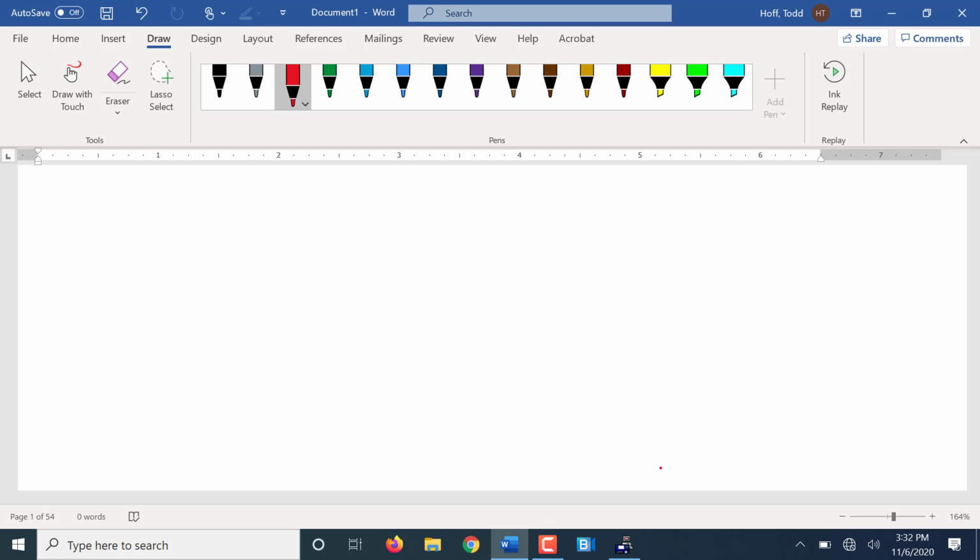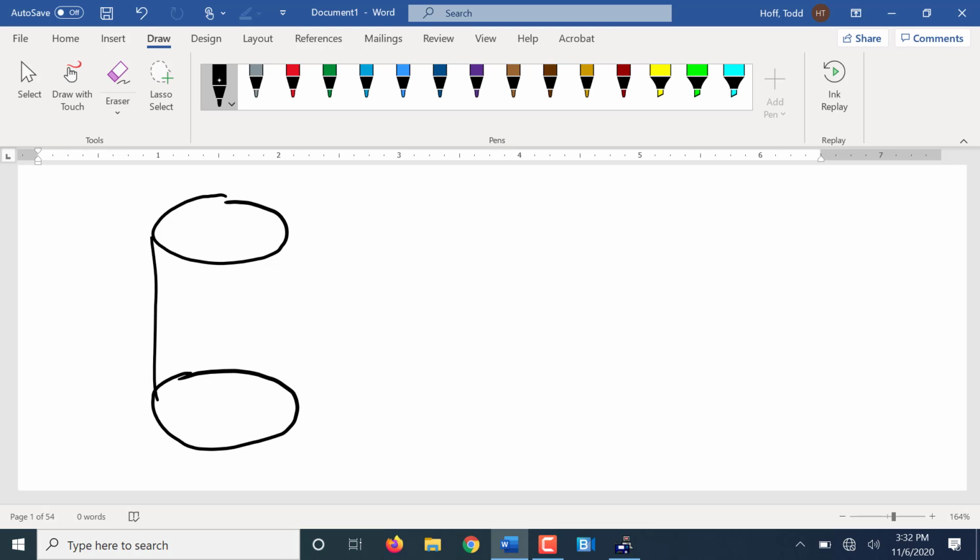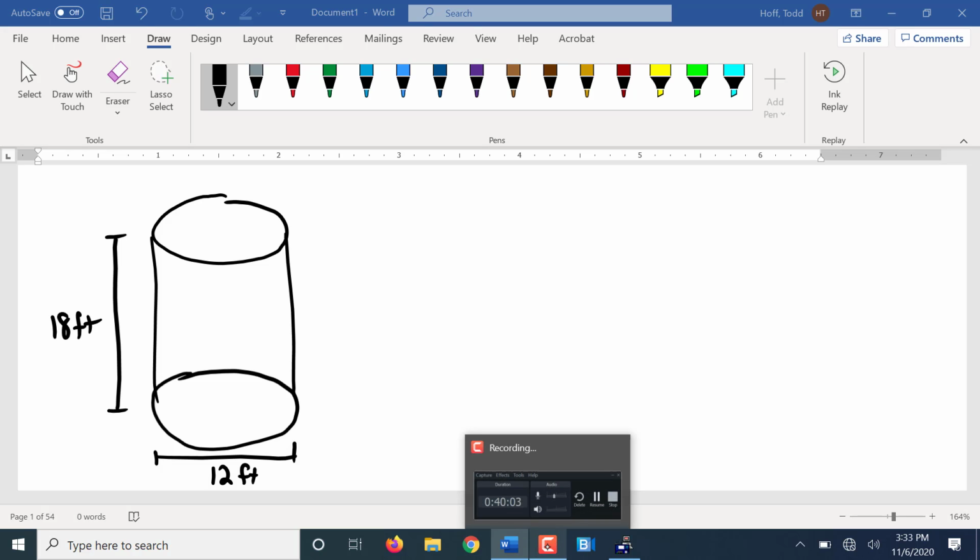Okay, so I want you guys to try some basic volumes in your notes here. We're going to try the volume of a cylinder here. We're going to give you 12 feet across the base and 18 feet of height. I'll give you a couple minutes to work on that, then we'll go over it.